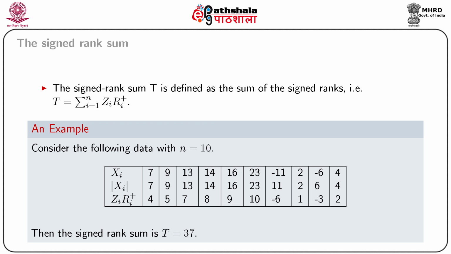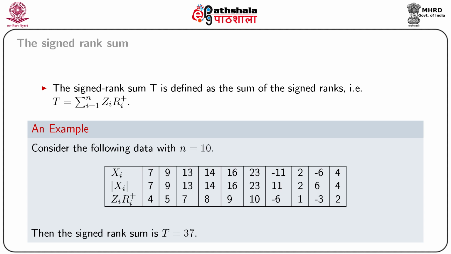Wilcoxon Signed Rank test is based on the sum of the ranks of the positive observations. Then, formally, the signed rank sum T is defined as the sum of the signed ranks, that is, T equal to summation i from 1 to n Zi multiplied by Ri plus.